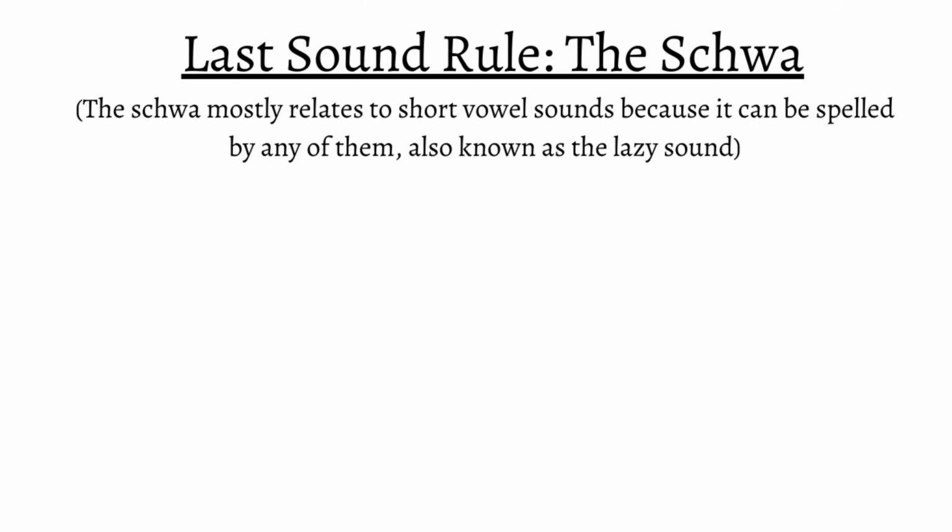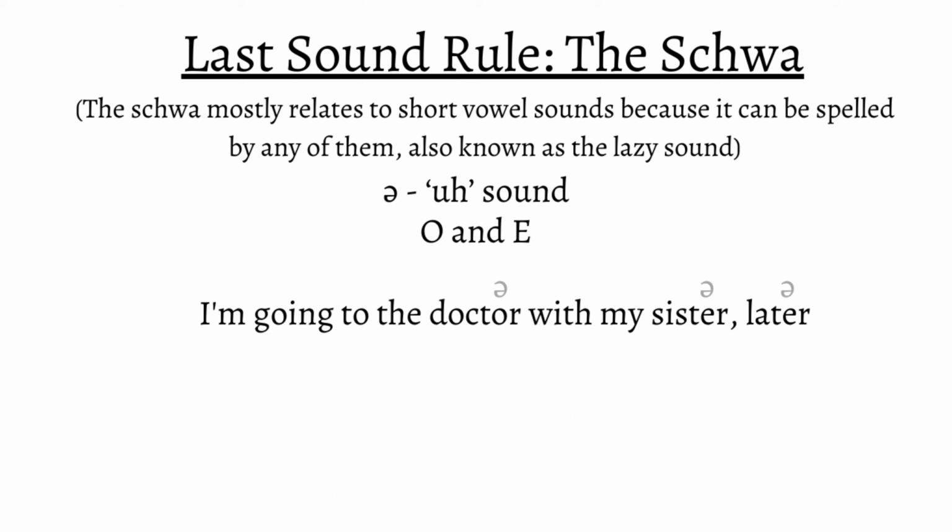The schwa is related to the short vowel sounds because it can be spelled by any of them. It's also known as the lazy sound. The schwa sound is represented by the phonetic alphabet, which is why, in terms of dialect, many speakers skip over the sound. A schwa can replace a controlled vowel, like O and E, when it makes up an unstressed syllable. Like in the sentence, I am going to the doctor with my sister later. The sound of the vowels is not that noticeable when the phrase is said, but in other dialects, it might not sound at all.